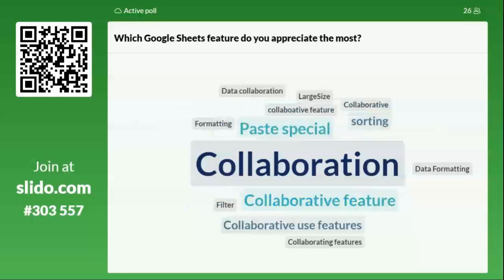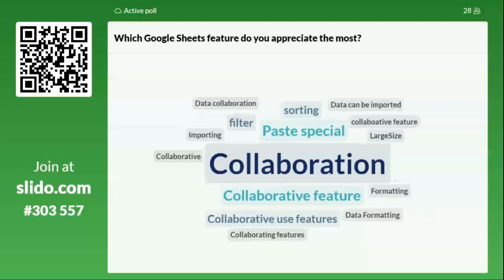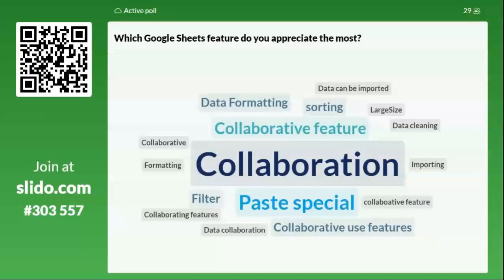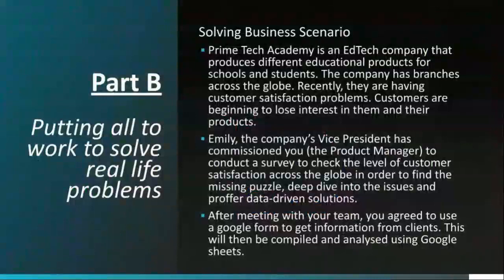Awesome, awesome. Data collaboration, larger size, collaborative feature, formatting, sorting. But in all, we all voted for collaboration. All right, thank you for participating in this. And sincerely, this is one of the outstanding features of Google Sheets. And we will see that play out in our next assignment. All right, thank you, everyone.